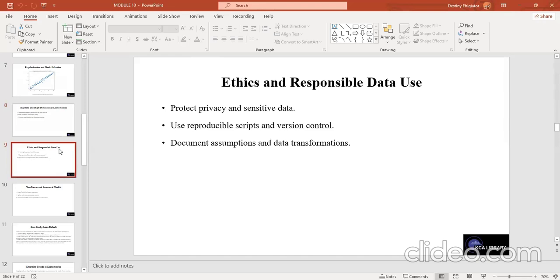Ethics and responsible data use. This protects privacy and sensitive information. It uses reproducible scripts and version control. There is documentation of assumptions and data transformations.